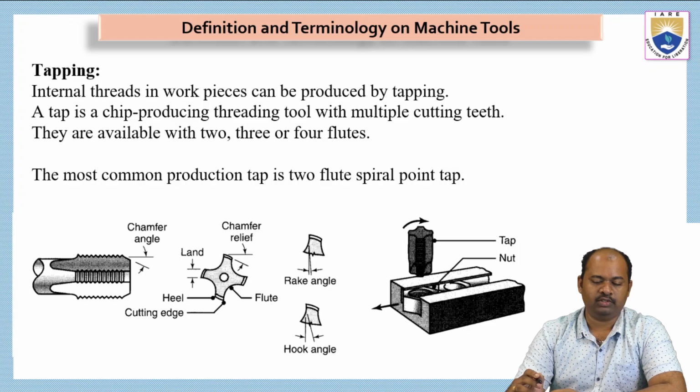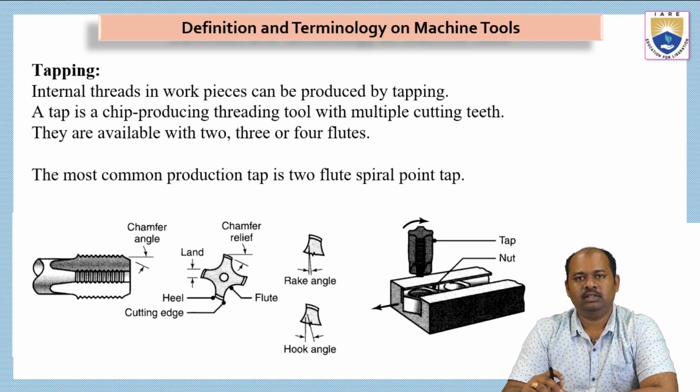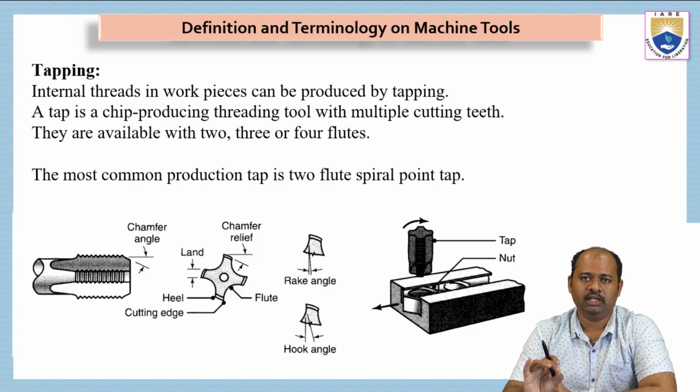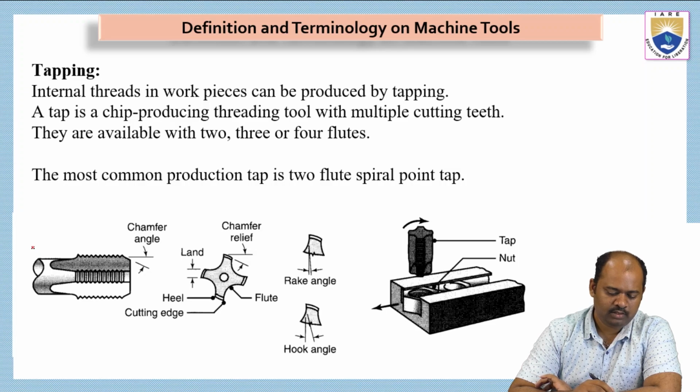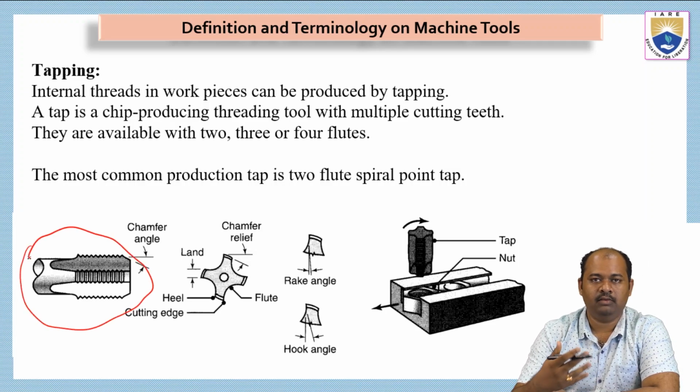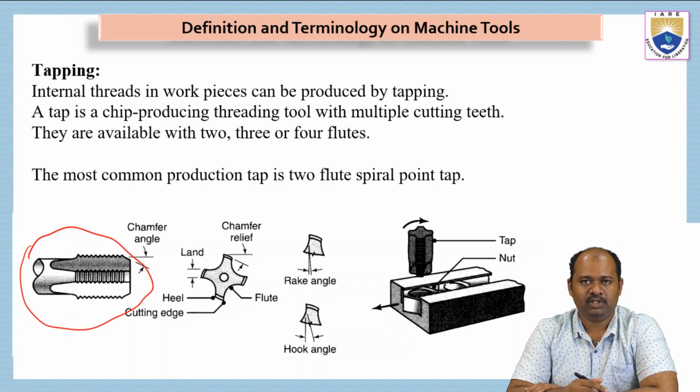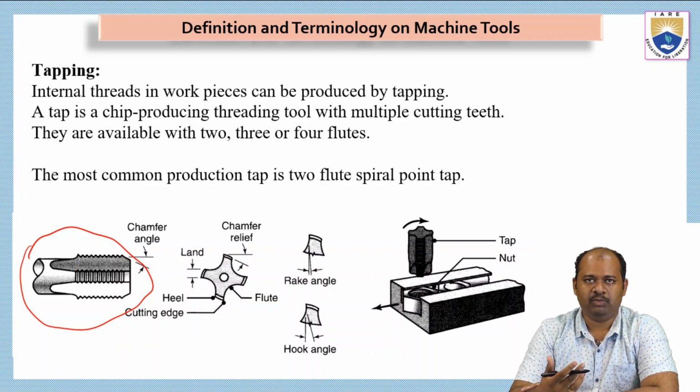And then we have the tapping process. The tapping process is the use of a tool which can drill internal threads. Internal threads can be easily given on a metal object by using this kind of tools. They are called taps, so the process is called the tapping process. Internal threads in workpieces can be produced by the tapping process.